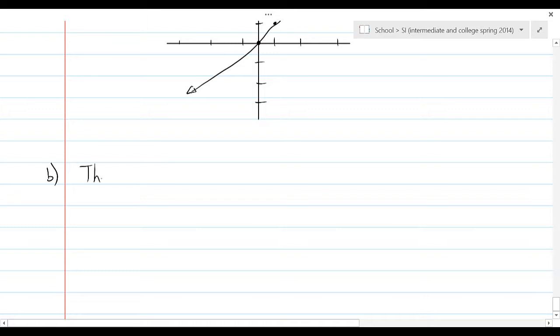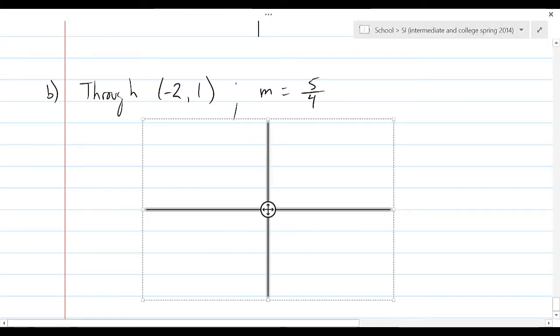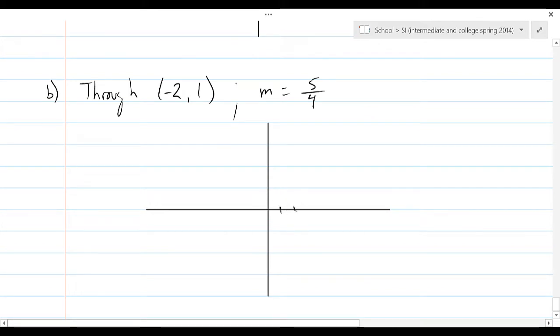Through -2, 1 with a slope of 5 over 4. That's a pretty big slope. I guess I have to redraw it, but that's okay. 1, 2, 3, 4, 5, 6. Okay, so it goes through negative 2, 1, which is exactly there.